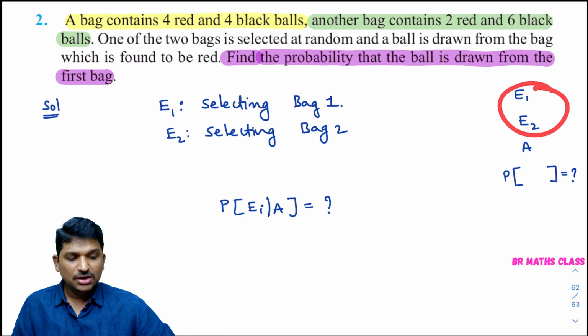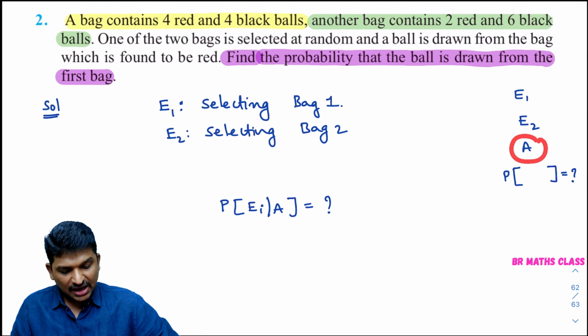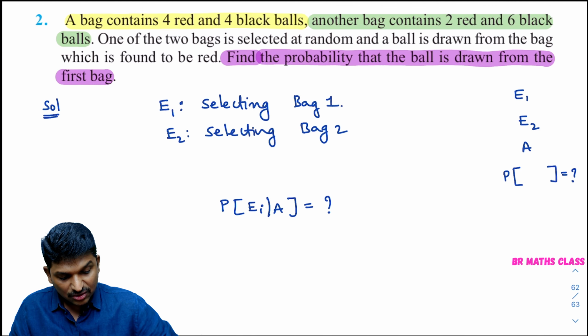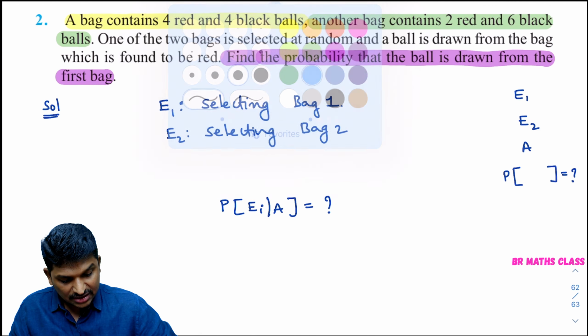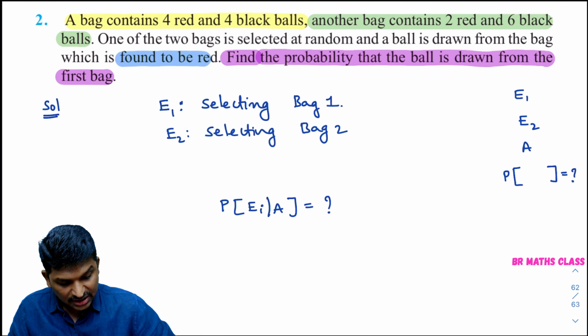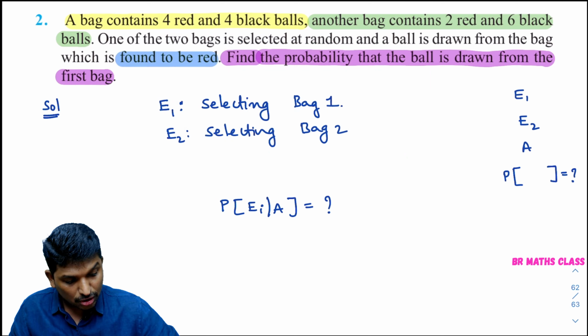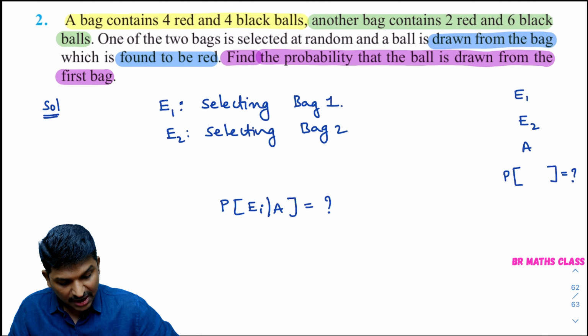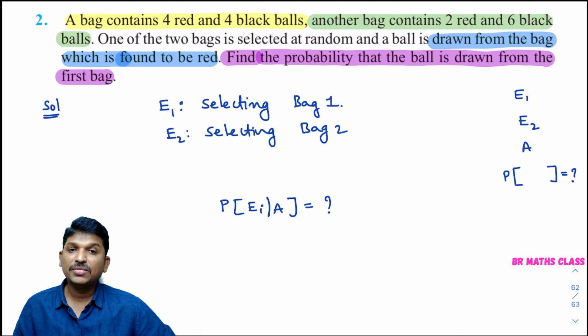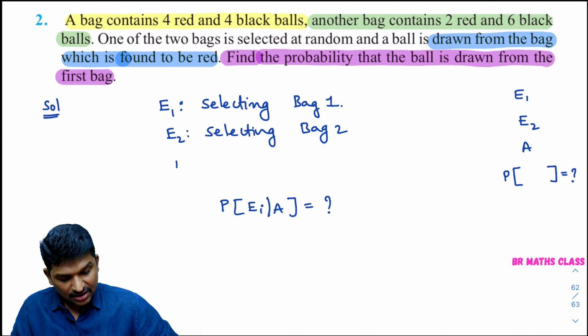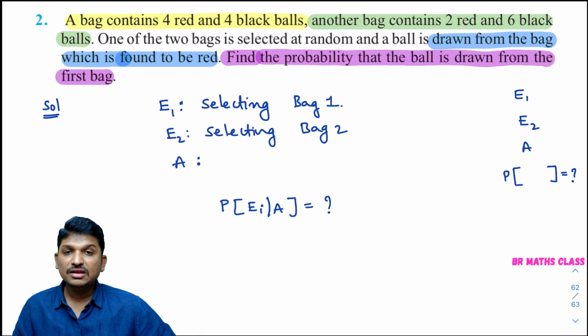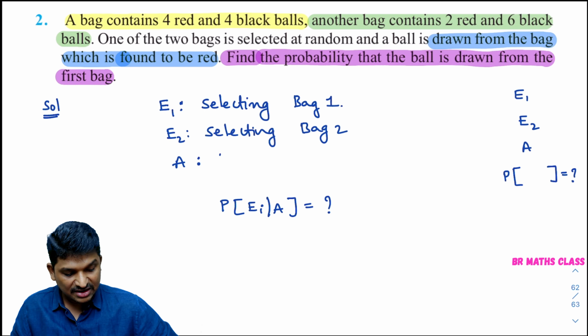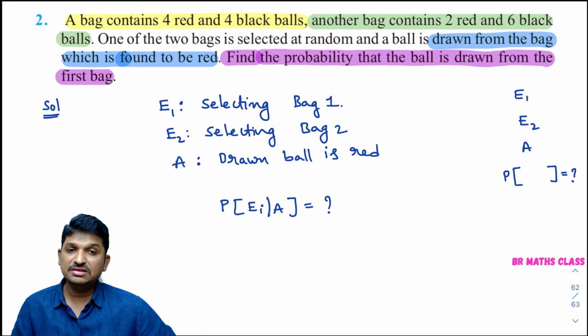Now you need to find out what is A. A will be calculated from the given data. See here what they have given. They have given that the ball found is to be red. The drawn ball from the bag is found to be red, right? So here A is always the given data. What is A? Drawn ball is red. I'll write that: drawn ball is red.